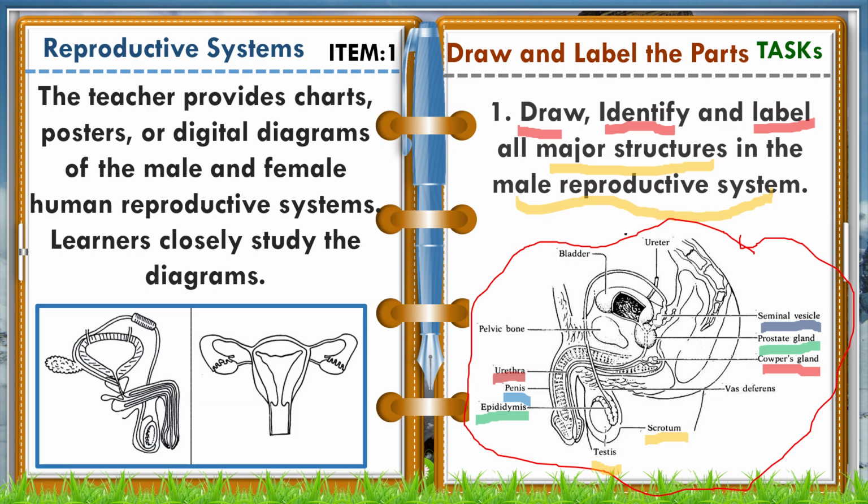There are other structures which are mainly not part of the male reproductive system. For example, the bladder is part of the urinary system. The ureter is also under the urinary system. There is something we left out: the vas deferens. Vas deferens is the tube that comes from the epididymis.